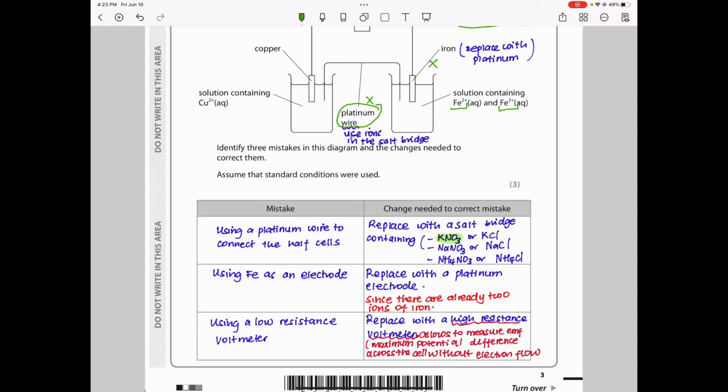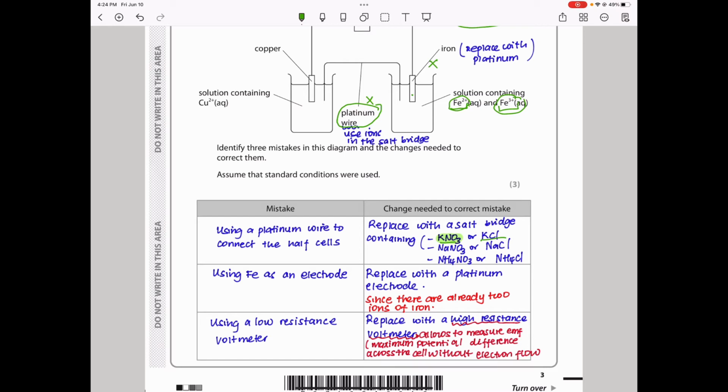...is wrong, so you replace it with a salt bridge. This salt bridge could contain potassium nitrate or potassium chloride. It could be sodium nitrate, sodium chloride, or ammonium nitrate, ammonium chloride. Then here, the iron half cell, you have to replace it with platinum because, of course, there are two solutions with ions made from the same metal, so you cannot use the metal again as the electrode. So you have to use platinum.